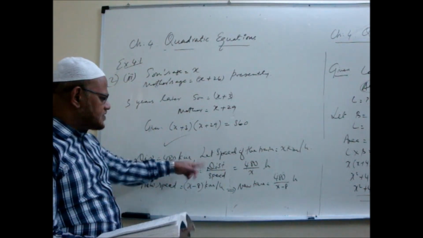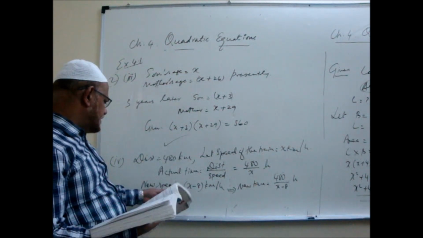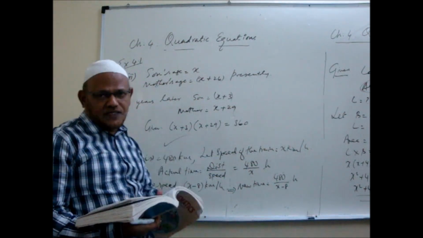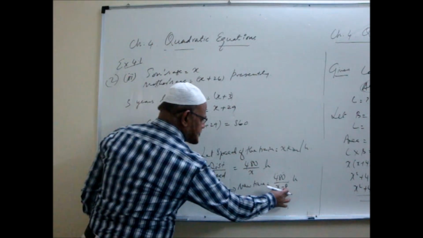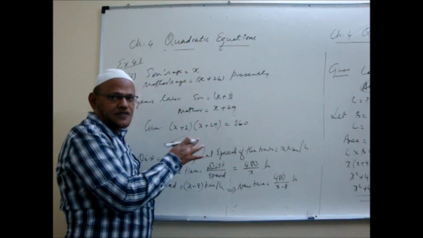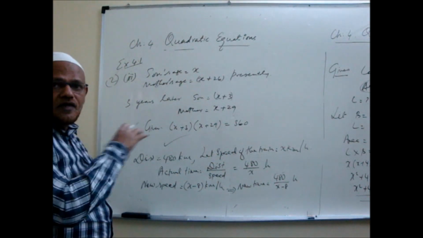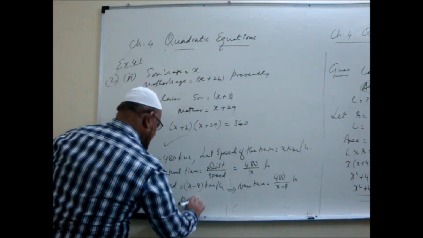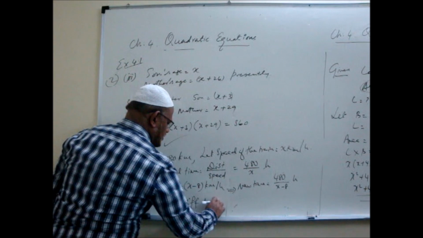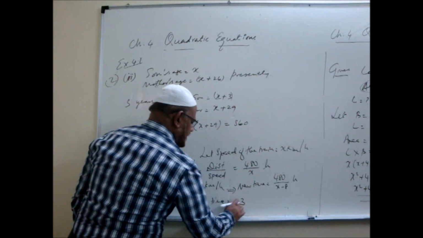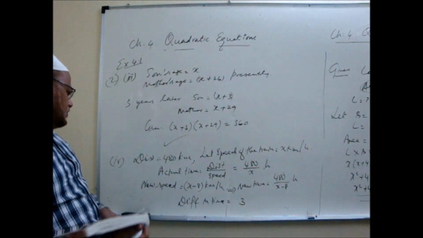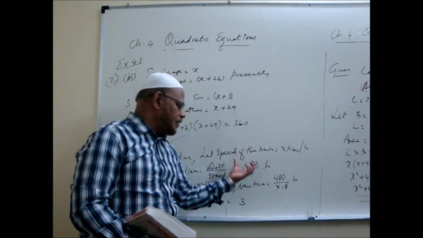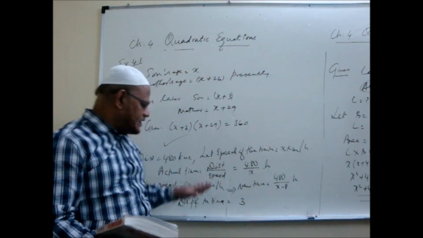Now this is the difference in time. With the new speed it takes 3 hours more than with the actual speed. Otherwise, you can write it as the difference in time taken. This is 3 hours they give. They say the new time is greater than the actual time. So new time minus actual time is 3 hours.